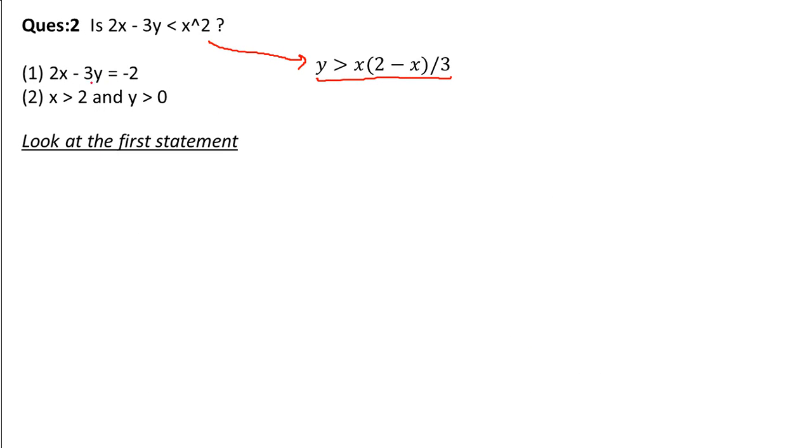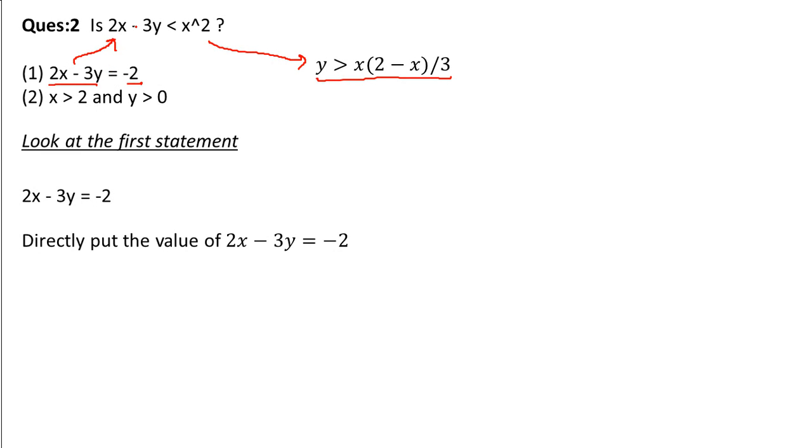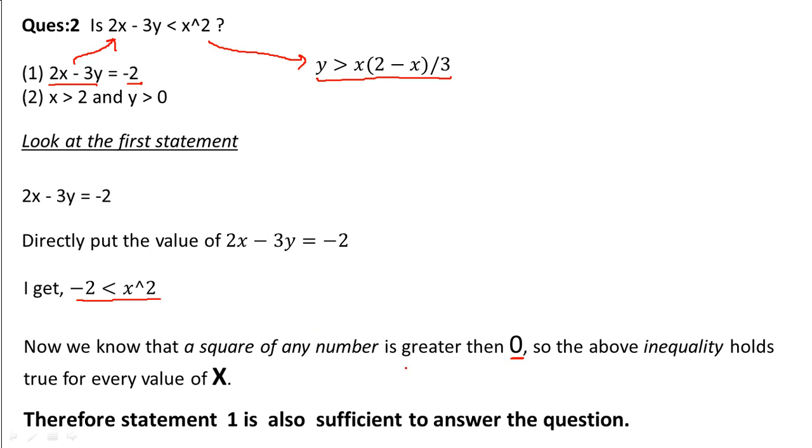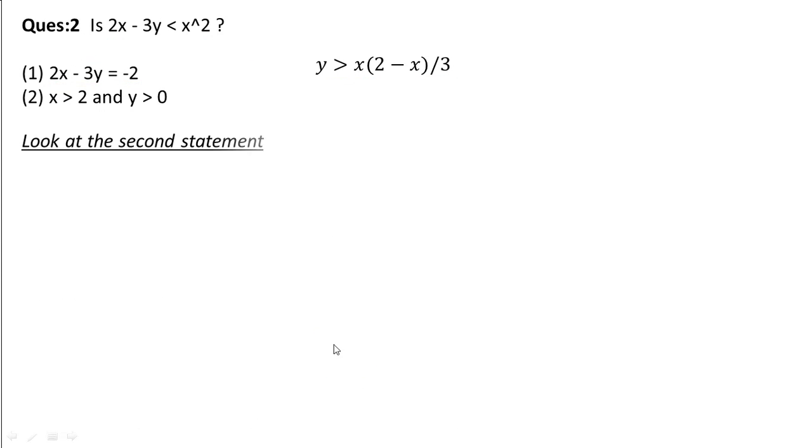Now see the first statement. It says 2x minus 3y is equal to minus 2. Directly put this 2x minus 3y in this equation. I get minus 2 is less than x square, which is clearly true for every value of x because the square of any quantity is greater than or equal to 0. Therefore, statement 1 is sufficient to answer the question.